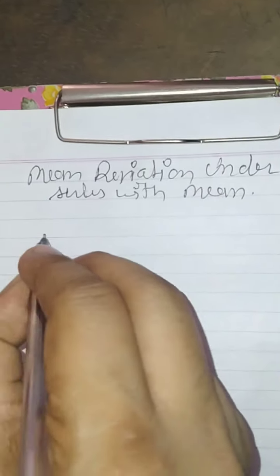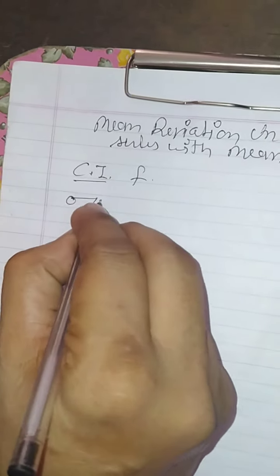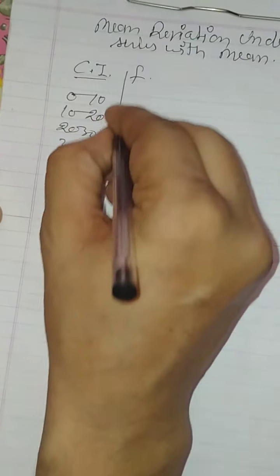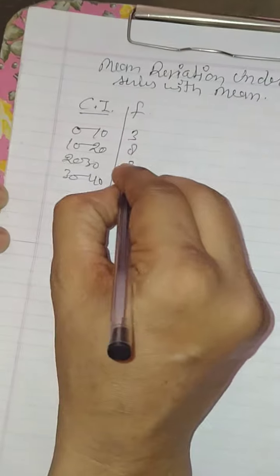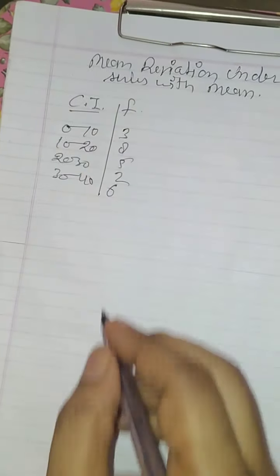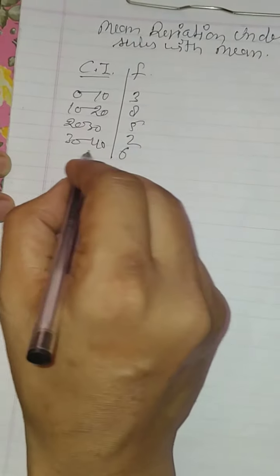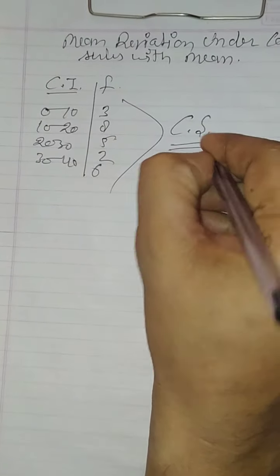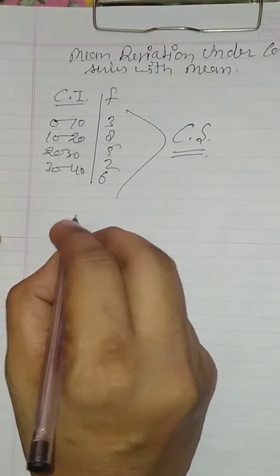So, dear students, in the continuous series given is class interval or frequency, like 0 to 10, 10 to 20, 20 to 30, 30 to 40, that's your class interval. 3, 8, 5, 2, 6, that's your frequency. So, if class interval and frequency are given, then the question goes in continuous series. After that we will apply the formula.